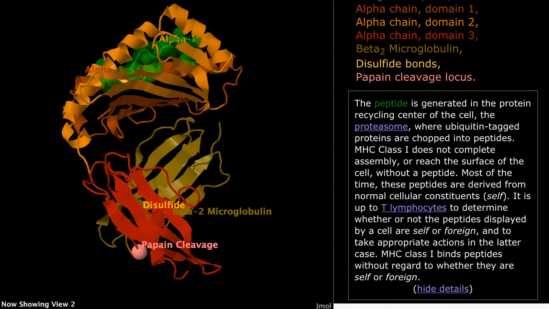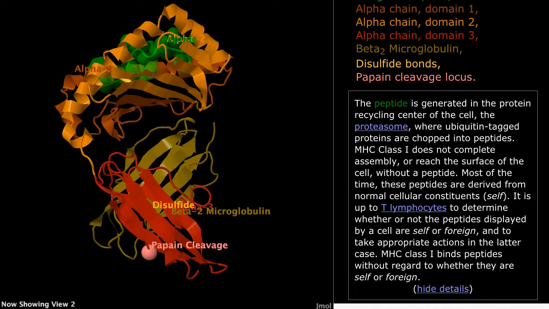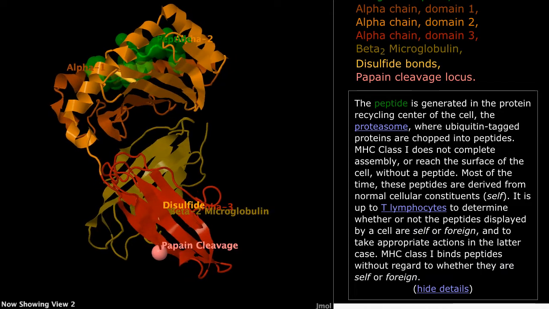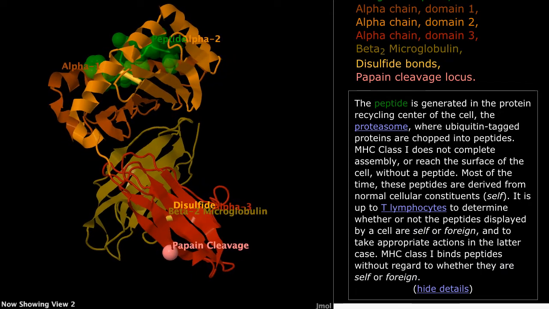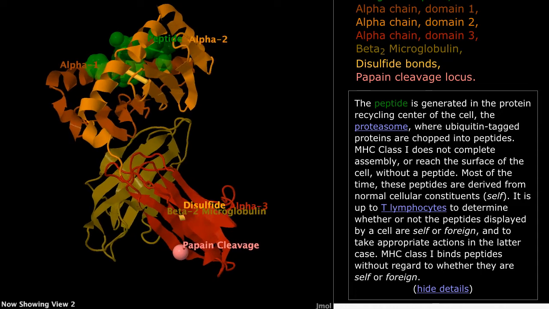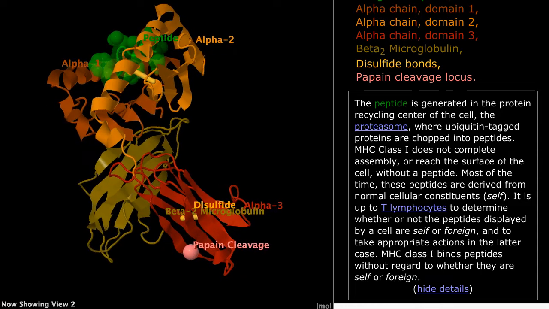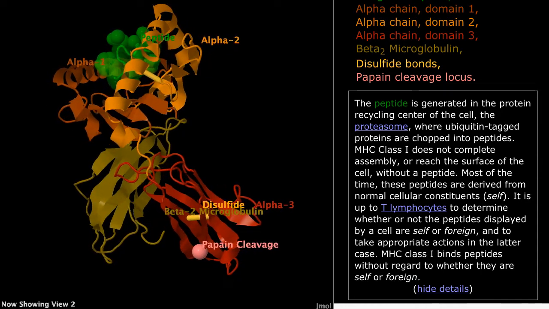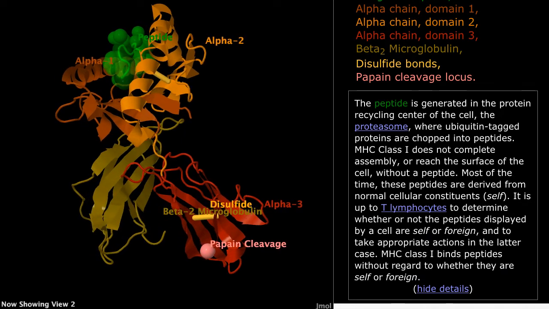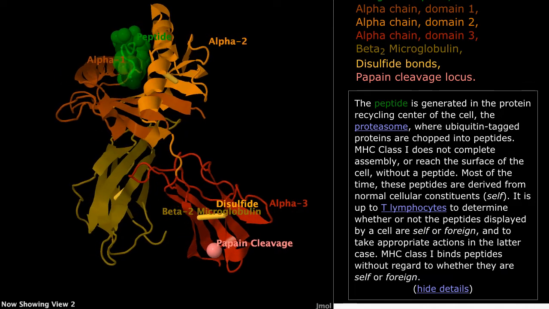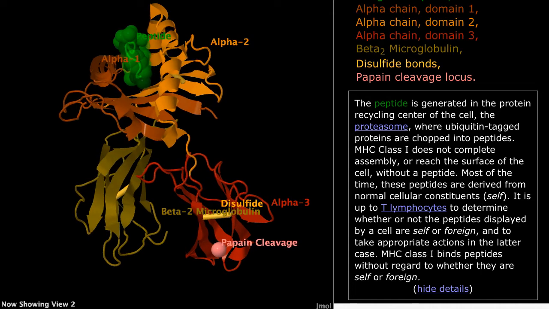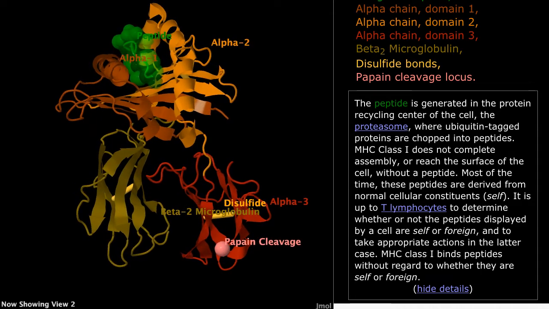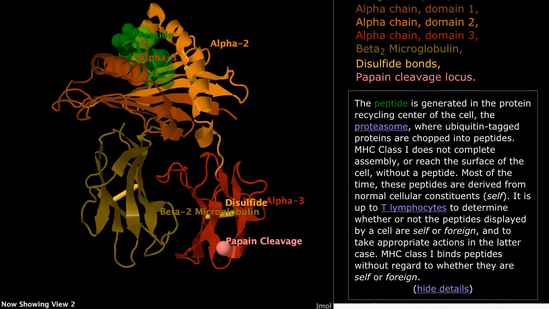Inside cells, old proteins tagged with ubiquitin are chopped up into peptides by the proteasome. The MHC molecule makes no distinction between peptides from self proteins versus peptides from foreign invading microorganisms. It is up to CD8 T lymphocytes to make that distinction.